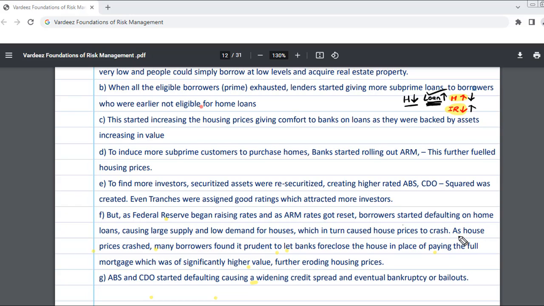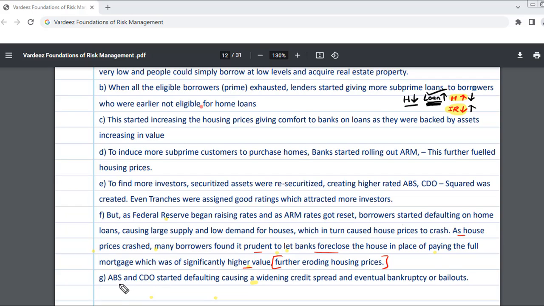So if you read this, as the housing prices crashed, many borrowers found it prudent to let the banks foreclose the house in place of paying the full mortgage, which was actually of significantly higher value. This also reduced the housing prices even further. Okay, it had a negative impact on the housing prices.